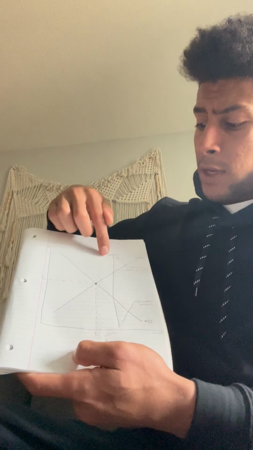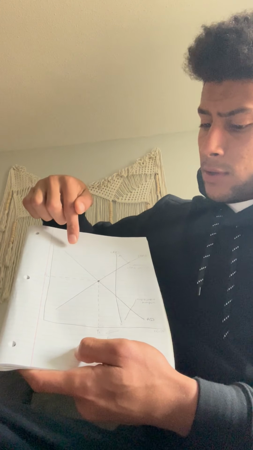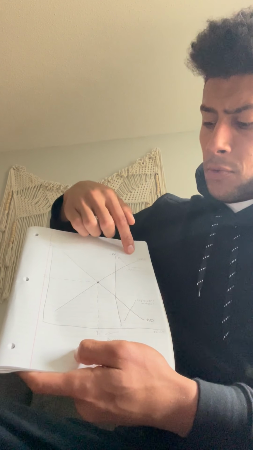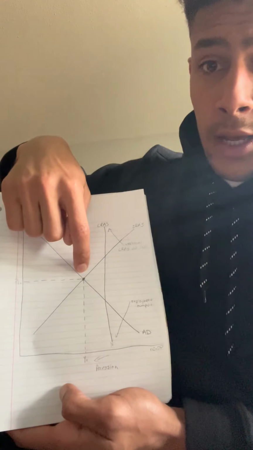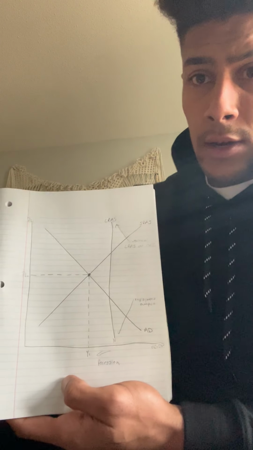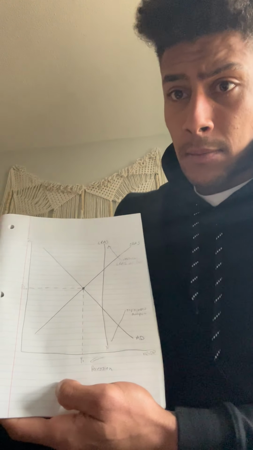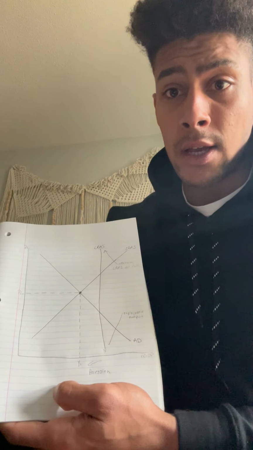So those two meeting, the aggregate demand and the short run aggregate supply, is going to create an equilibrium right here in the middle. So that's going to be the equilibrium price level and the equilibrium output.